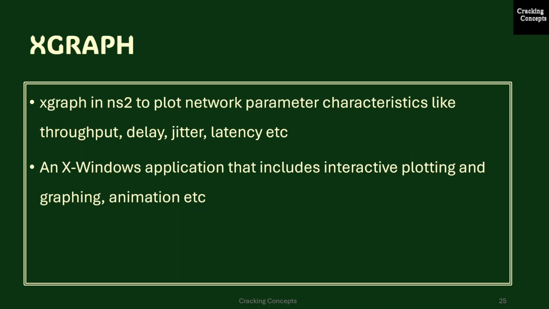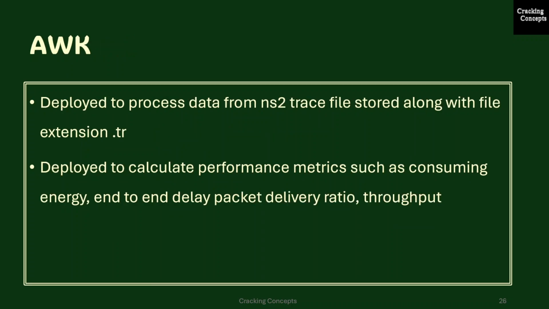Xgraph in NS2 is used to plot the network parameter characteristics like throughput, delay, jitter, latency, etc. Xgraph is an X Windows application that includes interactive plotting, graphing, animation, etc. AWK scripts are deployed to process the data from the NS2 trace file that is stored with the file extension .tr. In addition, the AWK file in NS2 is deployed to calculate performance metrics such as consumed energy, end-to-end delay, packet delivery ratio, throughput, etc.